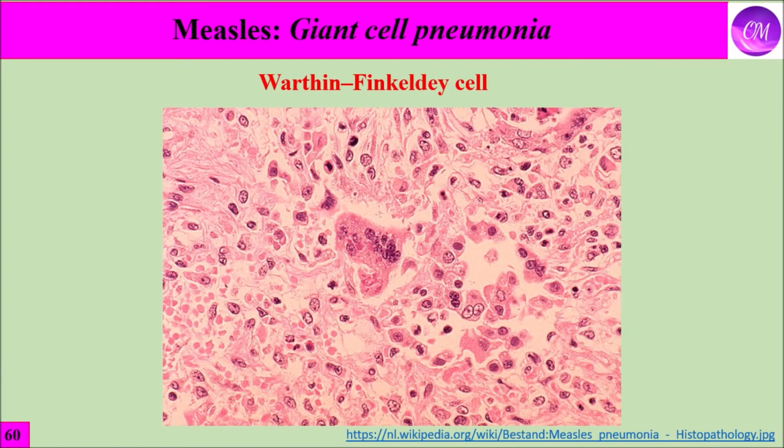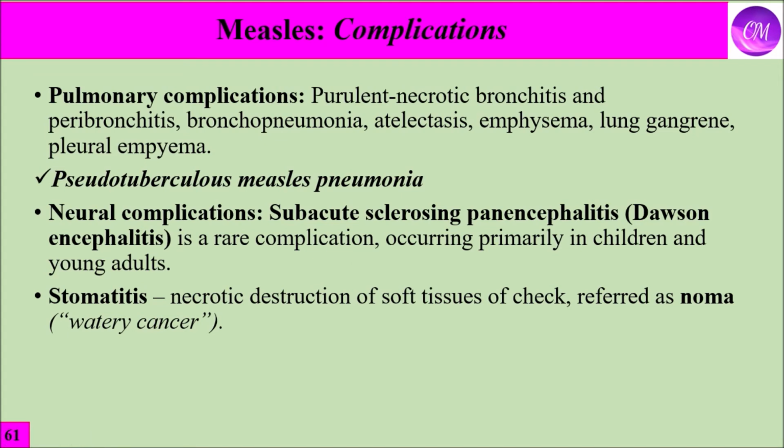And the microscopic illustration of the Warthin-Finkeldey cells in the giant cell pneumonia. The complications of the measles. There are the pulmonary complications: the purulent necrotic bronchitis and peribronchitis, bronchopneumonia, atelectasis, emphysema, lung gangrene, and pleural empyema. Pseudotuberculous measles pneumonia, neural complications such as the subacute sclerosing panencephalitis, and stomatitis, the necrotic destruction of soft tissue of the cheek referred to as noma, the watery cancer.